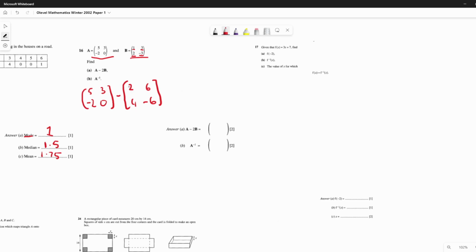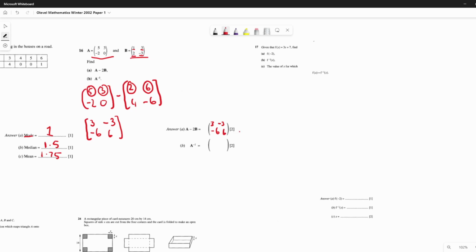So now when we're subtracting or adding matrices, you just take whichever value is in whichever position, and you subtract that value or add that value to that position. So 5 minus 2, so we'll have a resulting matrix. 5 minus 2 is 3, 3 minus 6 is -3, -2 minus 4 is actually going to be -6 as well, and 0 minus -6 is going to be 6.